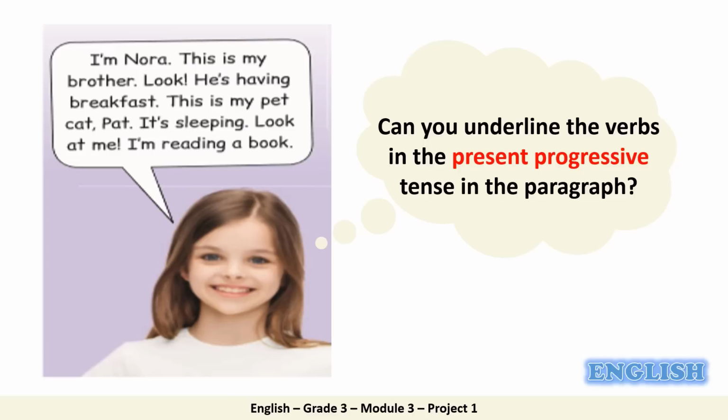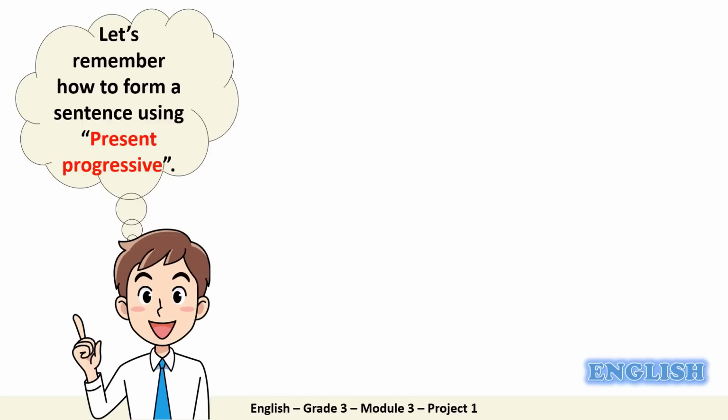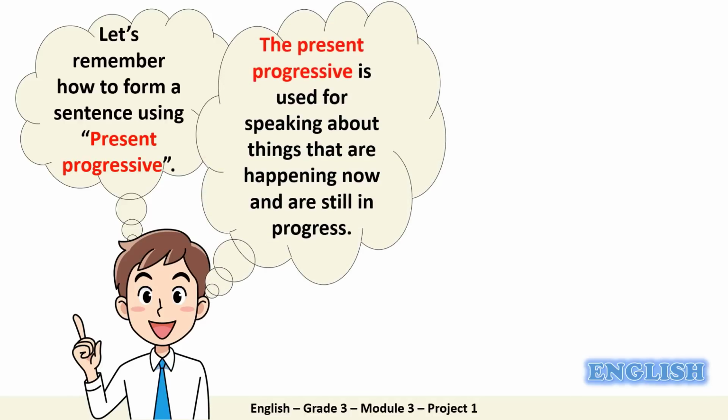Good job. So the verbs are is having, is sleeping, I'm reading. You did a great job. And now let's remember how to form a sentence using present progressive. We said before that the present progressive is used for speaking about things that are happening now and are still in progress. Do you remember how to form the verb?